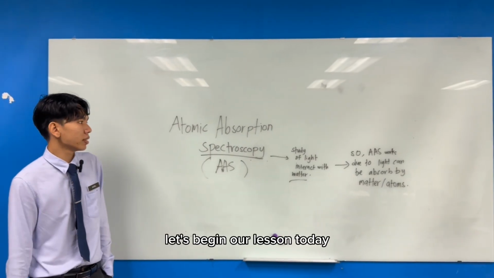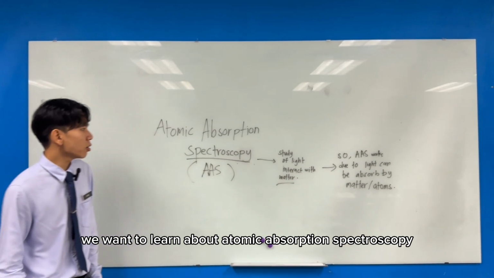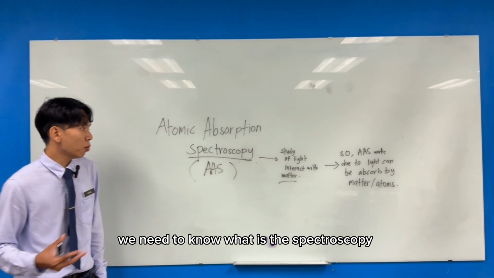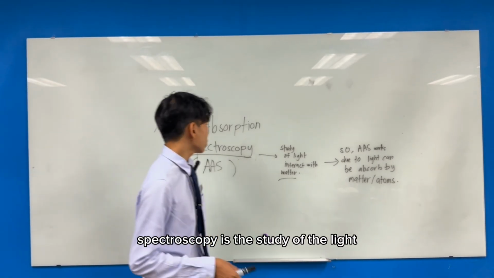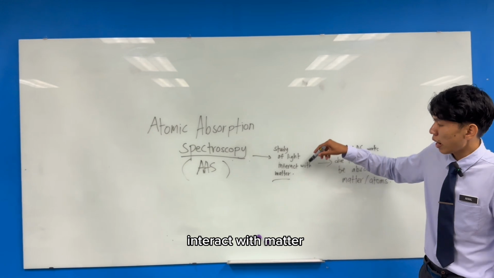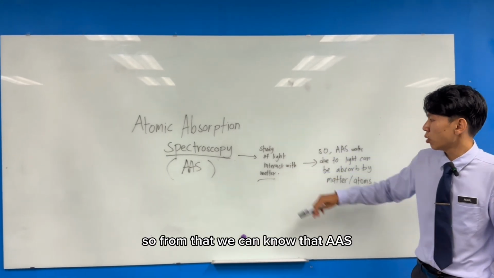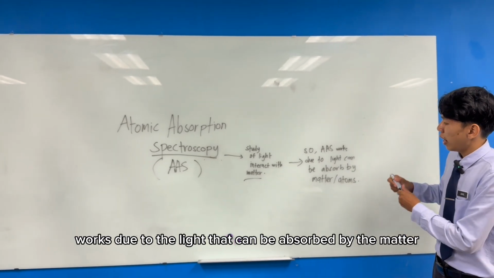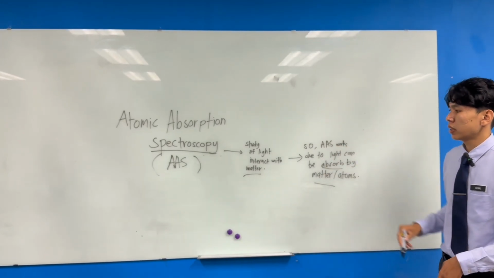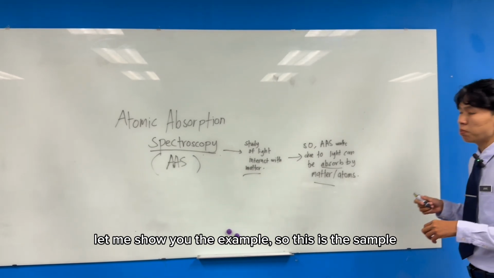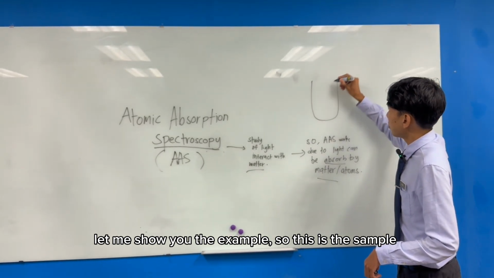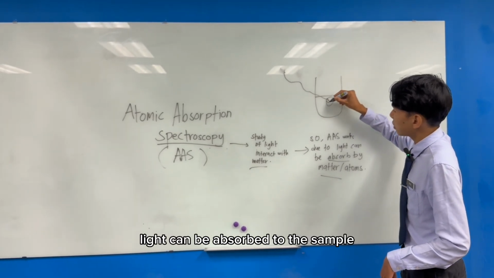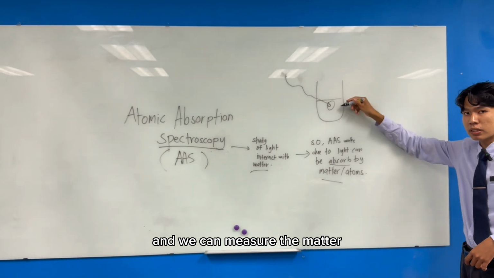Okay, let's begin our lesson. Today, we want to learn about atomic absorption spectroscopy, or AAS. So, firstly, we need to know what spectroscopy is. Spectroscopy is the study of light interacting with matter. From that, we can know that AAS works because light can be absorbed by matter. Okay, let me show you the example. So this is the sample. The light can be absorbed by the sample and we can measure the matter.